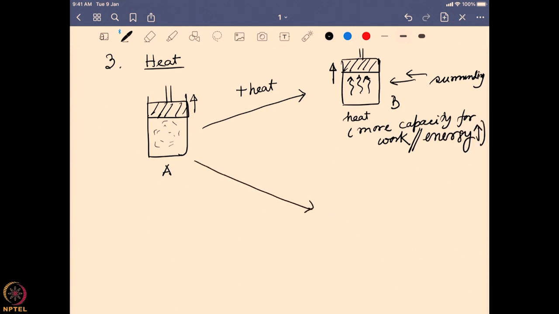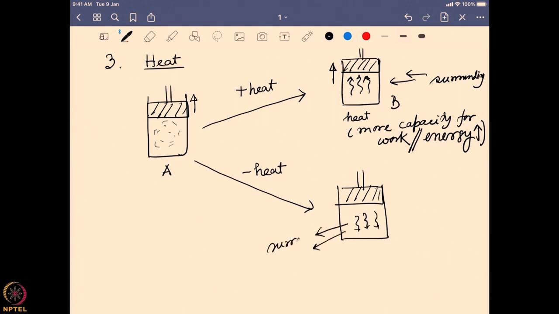Now say I do it in a different way and move the heat out of the system. What happens if I move the heat out of the system? I am taking the heat out from the system to the surrounding. The surrounding is accepting heat from the system, and the system is cooling down, say in system C. When it cools down, the gas molecules' movement is going to slow down because I am extracting energy out of it in the form of heat. And what will be its propensity to move the piston up? It will be comparatively very low with respect to A.